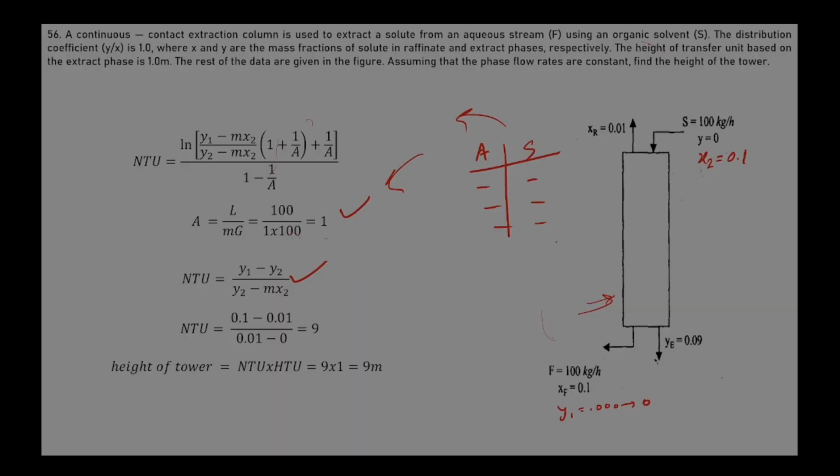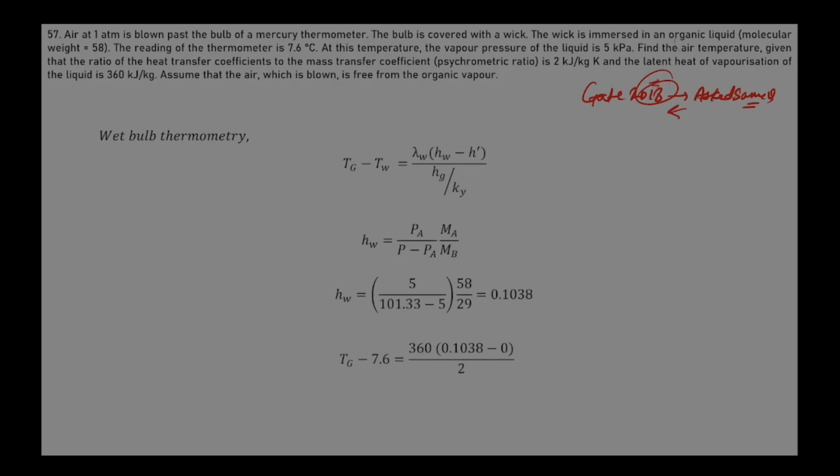So a very straightforward question. The next question is also very easy, just formula based. I don't think there is a need to explain. GATE 2018 asked the same question, but they changed the values, but the concept is the same. So this is the formula, you can see, straightforward, nothing more.